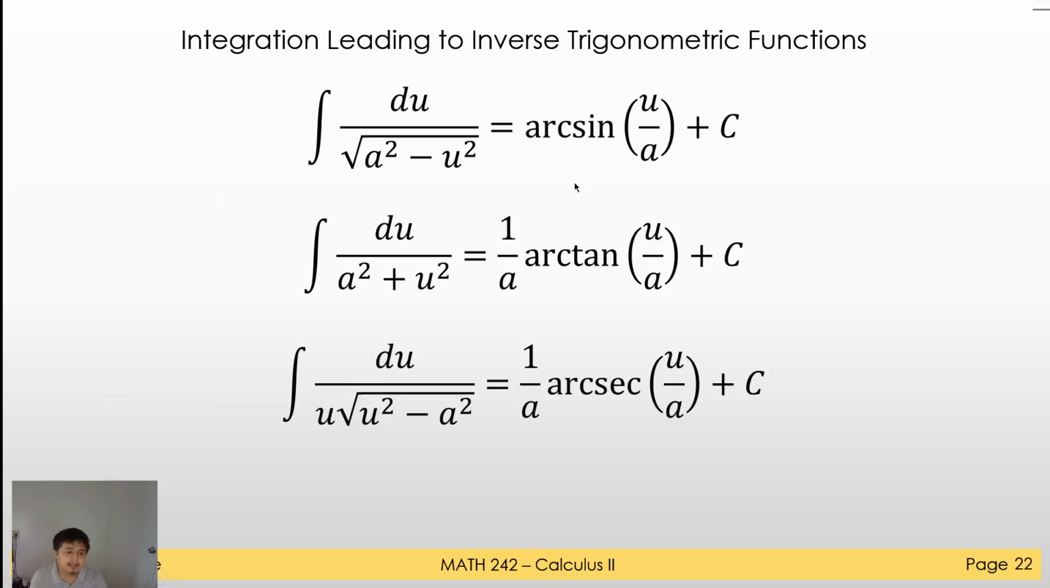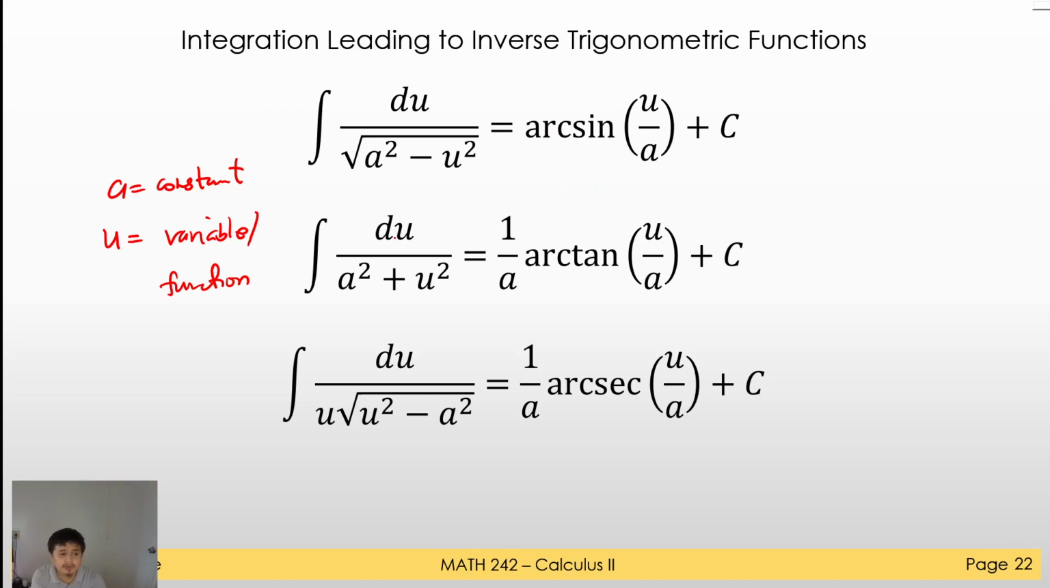So we have three functions that can be integrated that will lead into an inverse trigonometric function, and you have to remember which of the three will be that. For the first one, we have du over the square root of a squared minus u squared. Here a is a constant, and u is a variable or in general a function. That is equal to arcsine u over a.